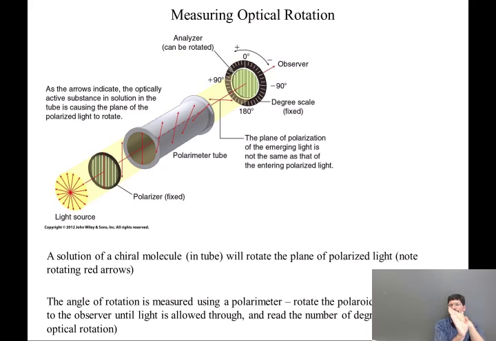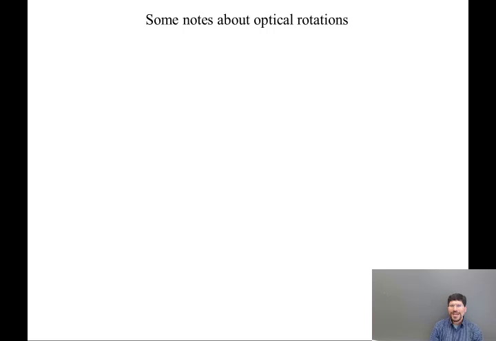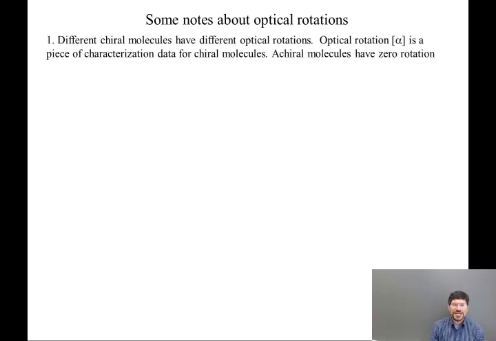So you have to rotate the analyzer a certain number of degrees in order to now be able to see the light come through. You can read that number of degrees off of the scale, and that is called the optical rotation. You report optical rotation as a piece of characterization data anytime you have a solution of a chiral molecule. Okay, so some notes about optical rotations.